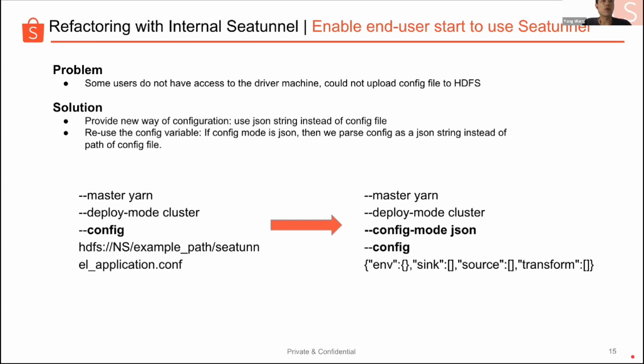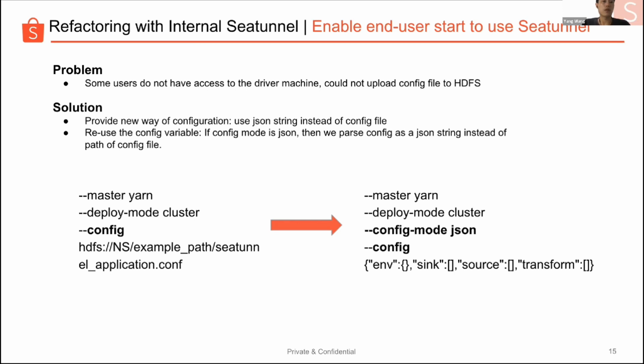Next problem is we realized that for some reason, some users cannot access the driver machine, which means they couldn't upload a configuration file to HDFS. So we provide a new way to manage application configuration, which enables users to pass a JSON string in Data Studio directly. It is implemented by adding an indicator called config mode. If it's set to JSON, the user can pass a JSON string.